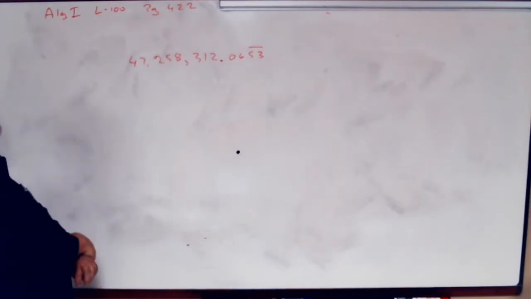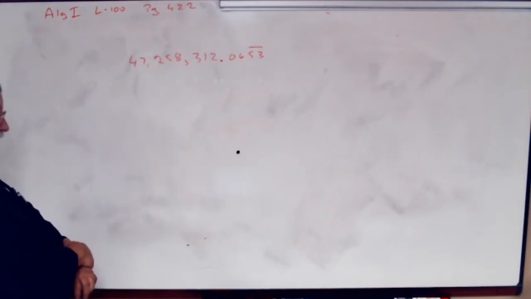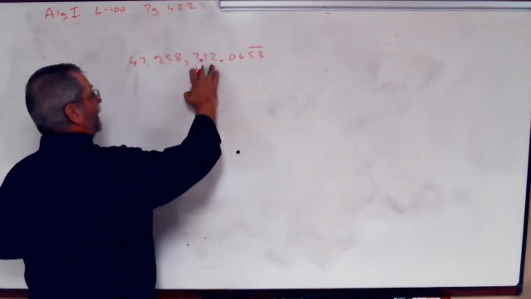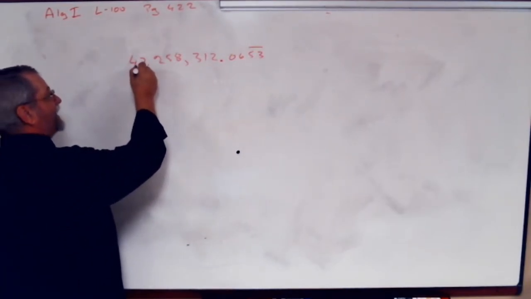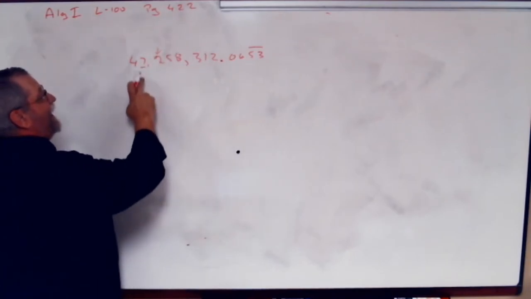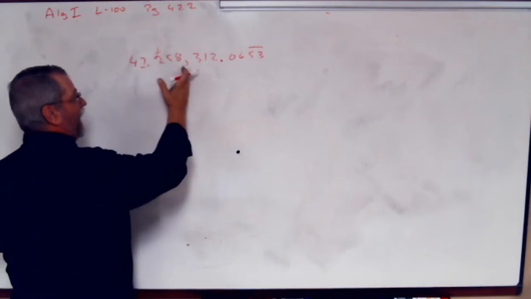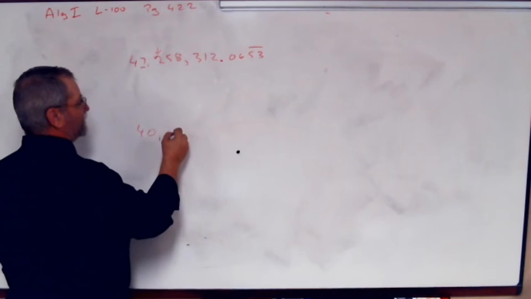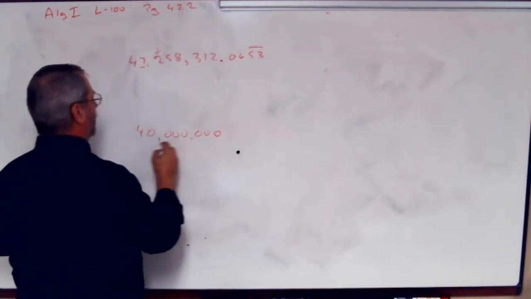This number up here, let's round it off to the millions place, okay? Hundreds, thousands, millions, that's right there. The number behind it is a 2. That number is going to stay the same. All of that is zeros, 40,000,000. Millions.